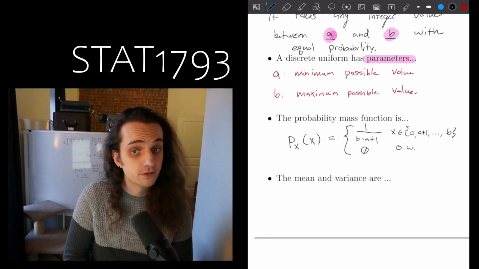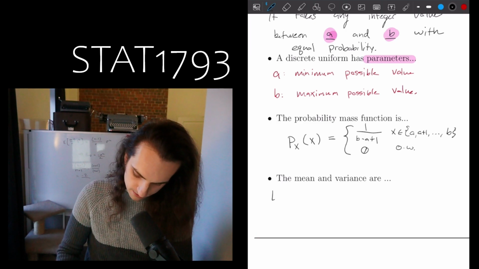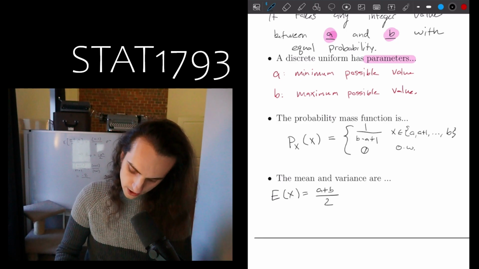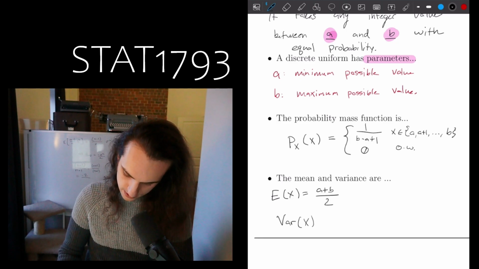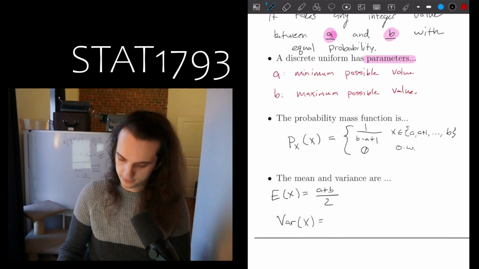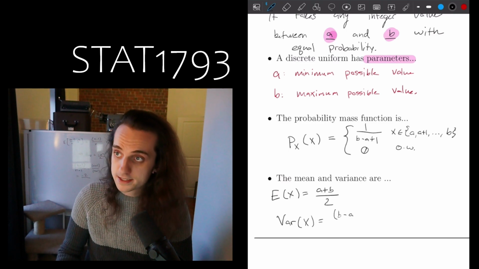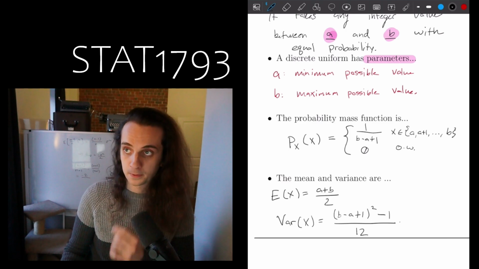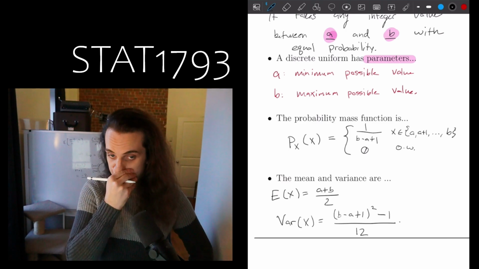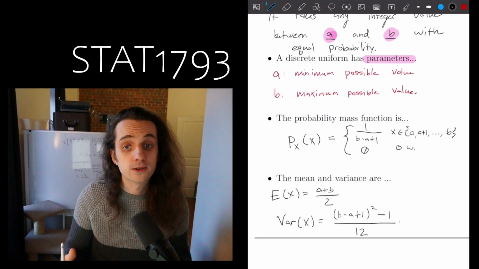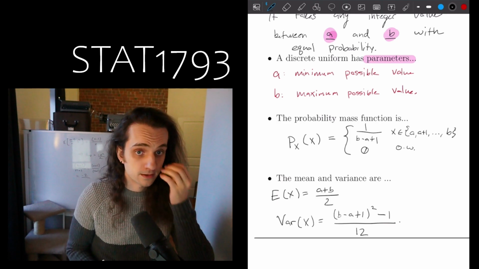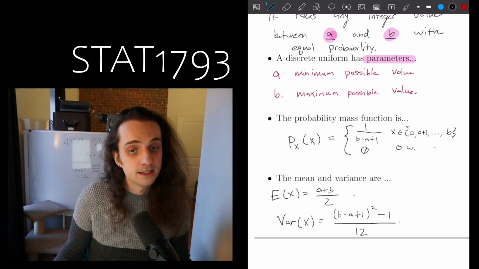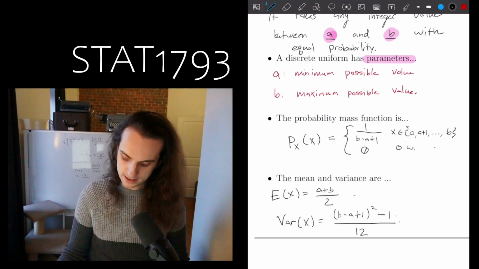We worked this out above, right? And we can write down the mean. We already saw this. The expected value of x is going to be a plus b over 2. And we also know the variance, and you could work this out for yourself if you so choose, but you don't have to. It's going to be b minus a plus 1 squared minus 1 all over 12, right? And so as soon as you know a random variable is going to take on any of the values between two integers with equal probability, we know its probability mass function, we know that it has an expected value of a plus b over 2, and we know that it has this variance.